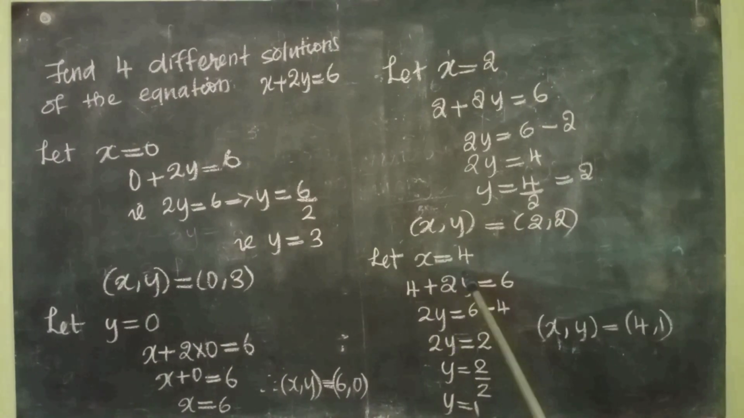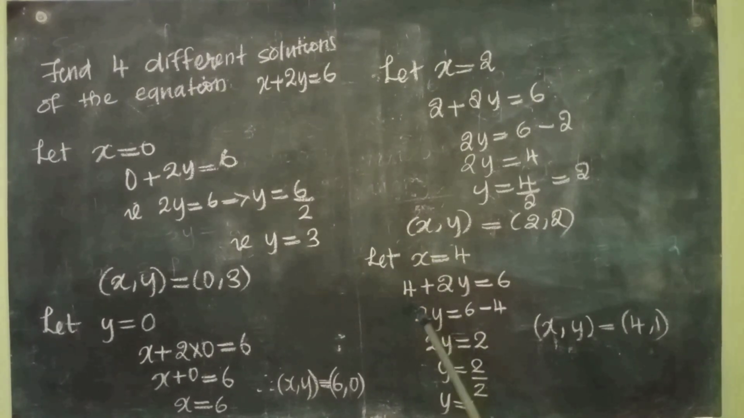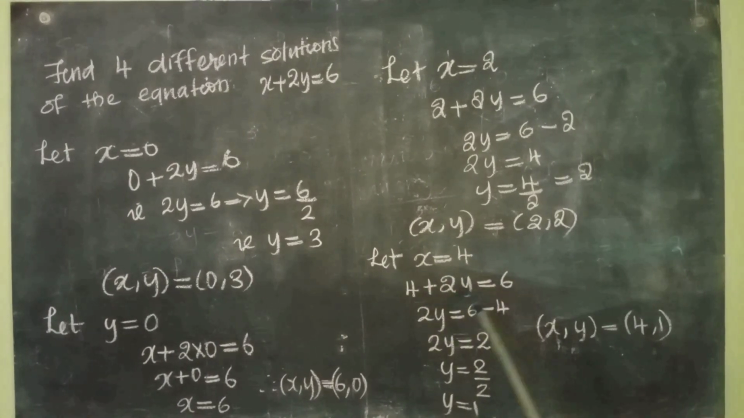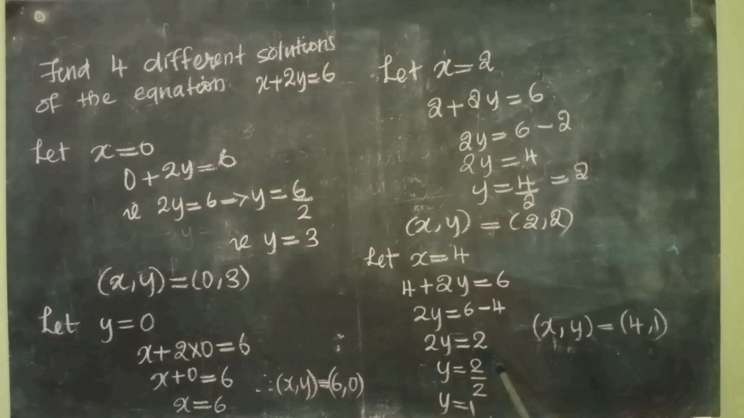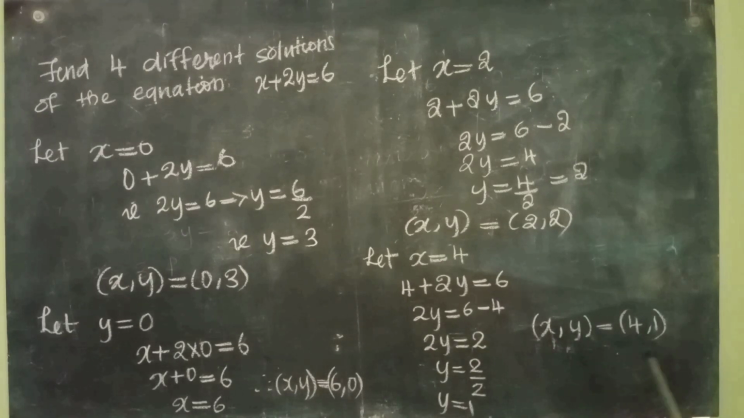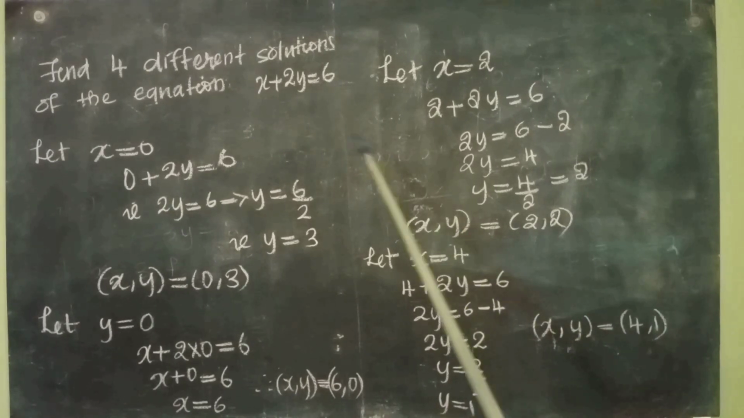Let us give x equal to 4. In this equation we get 4 plus 2y equal to 6. 2y equal to 6 minus 4. 2y equal to 2. y equal to 2 divided by 2, that is y equal to 1. So we got the value of x is 4 and y is 1. So one more solution, we got (x, y) equal to 4, 1. So we got 4 solutions.